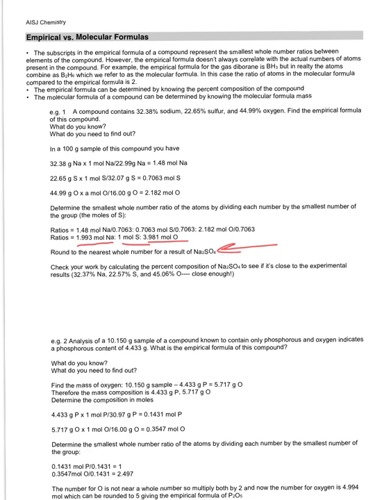And what we do is we round to the nearest whole number, right? So 1.993 rounds up to 2, 1 of course is 1, and 3.981 rounds up to 4. So we get the empirical formula of sodium sulfate.